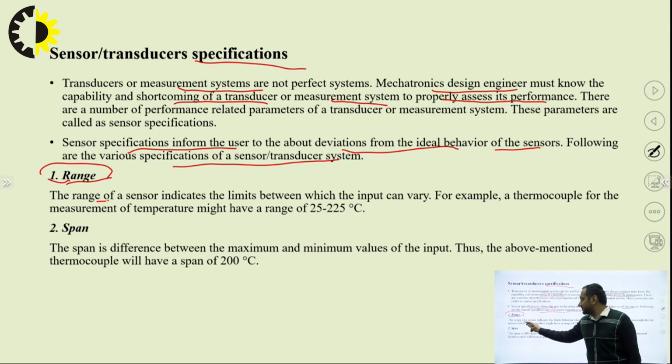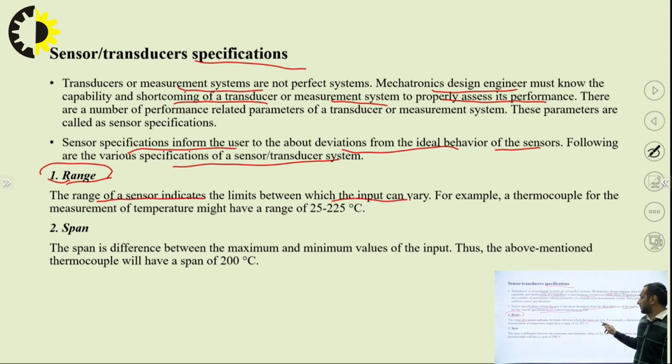So the range of a sensor indicates the limit within which the input can vary. For example, a thermocouple for the measurement of temperature might have a range of 25 to 225 degrees. So a thermocouple is a sensor which measures the temperature, and it might have a range of this, right? So this is known as range.